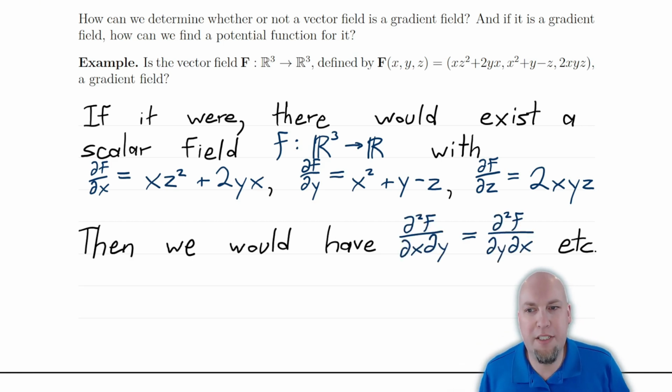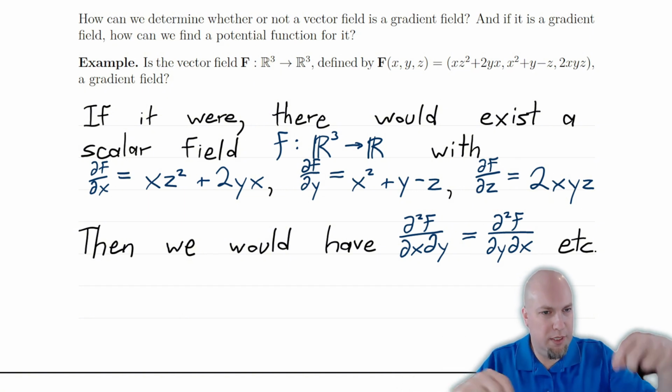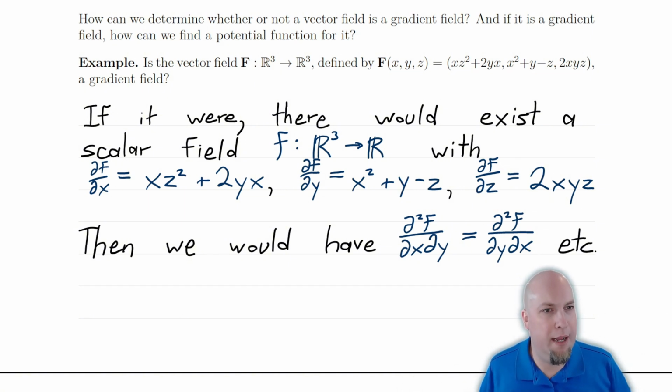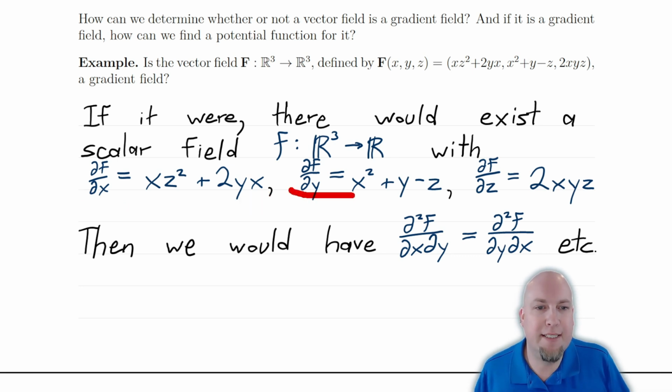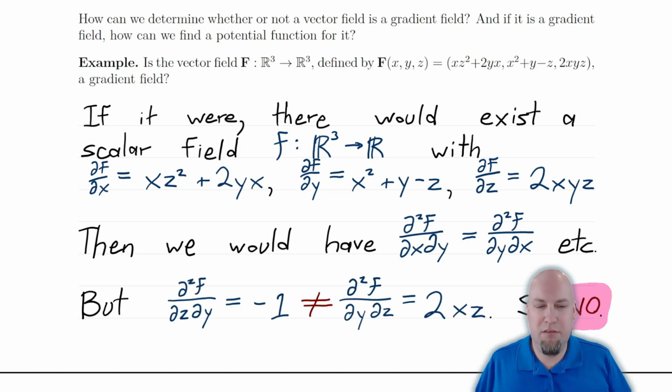Okay, so what we can do is take these first partial derivatives and compute the second derivative from them. If this scalar field actually did exist, then when I take the y partial of the x partial on the left, I would have to get the same thing as when I compute the x partial of the y partial. But some of those equalities actually break down. It turns out that's not true.